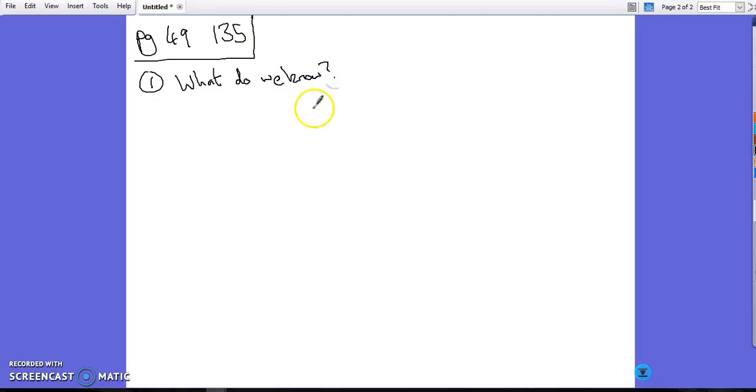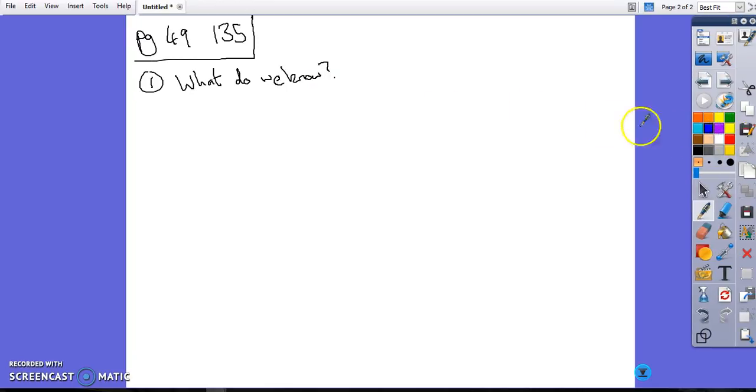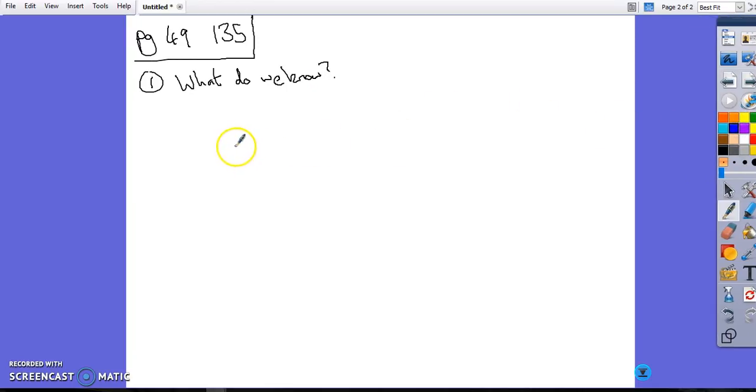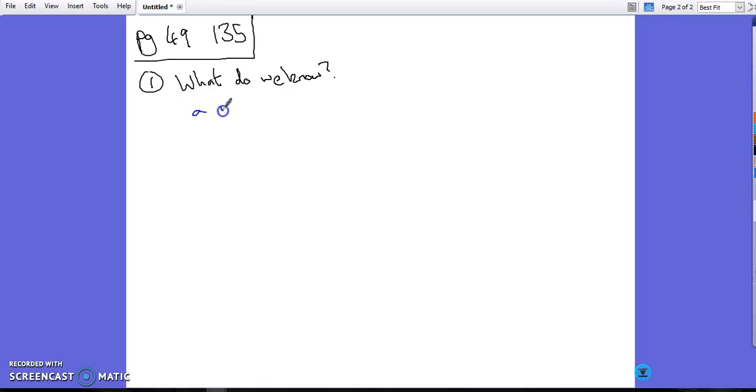What do we know? We know that women, so a woman under 40 pays F euros, and a man under 40 pays 20% more. Now, I chose this exercise specifically because I know that some of you shy away from percentages, let's say.